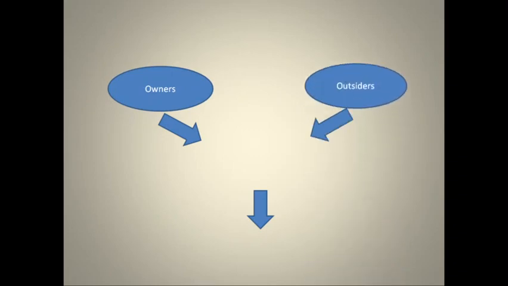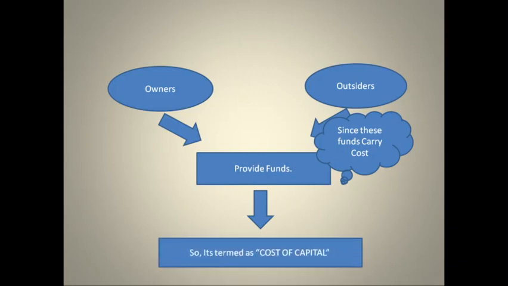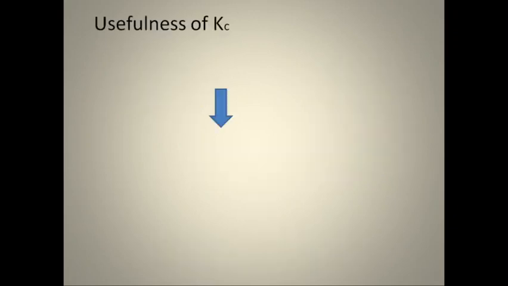Now, moving ahead. By this diagram, we understand that owner's funds and outsiders' funds, that is borrowed funds, together provide funds to a company, and since these funds carry cost, owner's funds have their own cost and outsiders' funds have their own cost, and hence the name of the chapter is cost of capital. Moving ahead, we will understand the usefulness of cost of capital. Cost of capital is also called KC in short form.